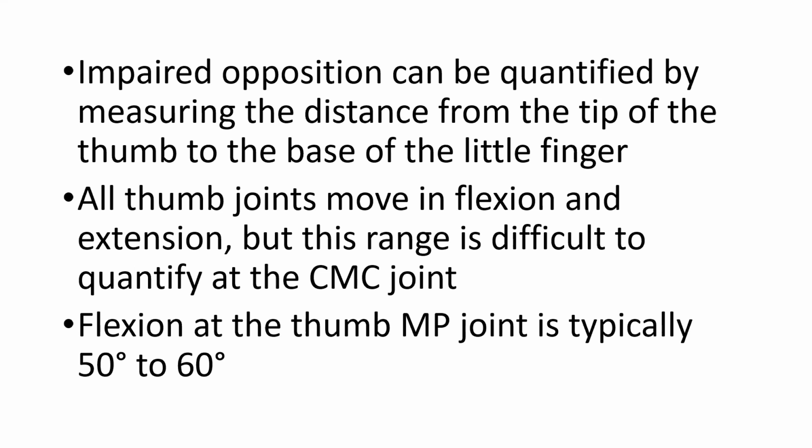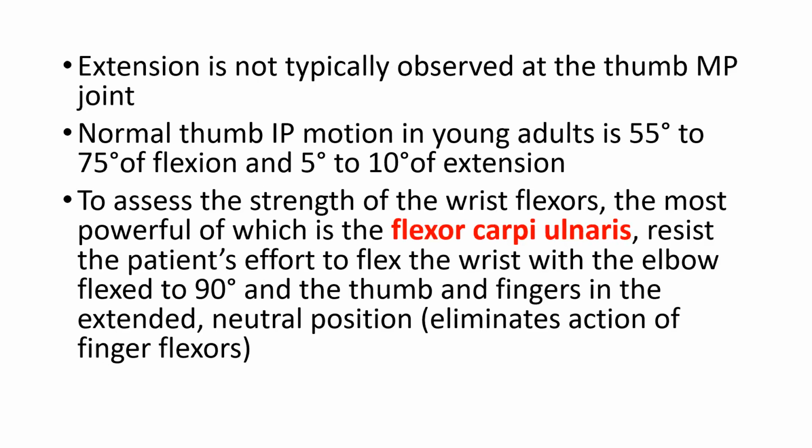All thumb joints move in flexion and extension, but this range is difficult to quantify at the carpometacarpal joint. Flexion at the thumb MP joint is typically 50 to 60 degrees. Extension is not typically observed at the thumb metacarpophalangeal joint. Normal thumb interphalangeal motion in young adults is 55 to 75 degrees of flexion and 5 to 10 degrees of extension.